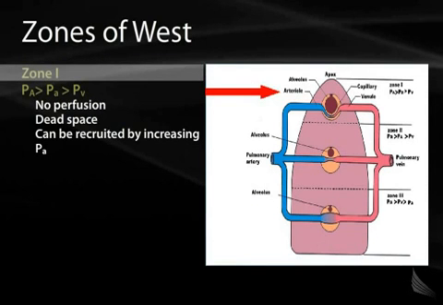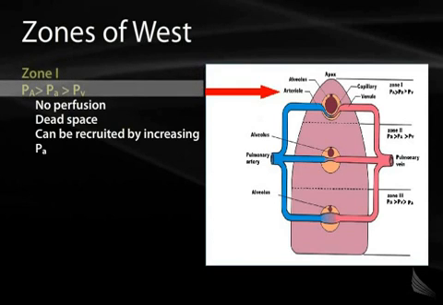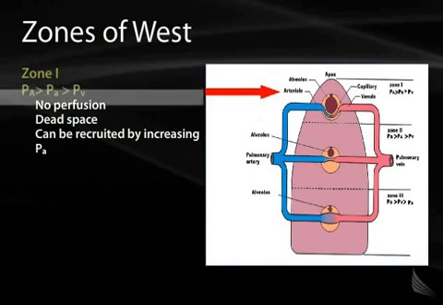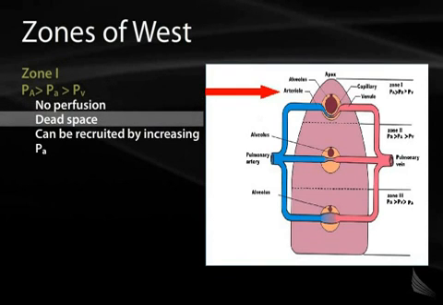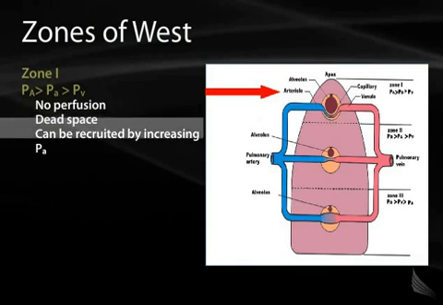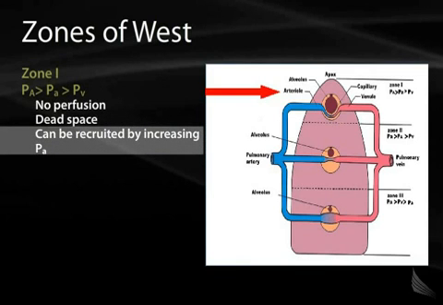Zone 1 of the lung, which if you're standing up would be at the apex, is the area where alveolar pressure is greater than arterial pressure, which is greater than venous pressure. In these cases, there's no perfusion. This is an example of alveolar dead space. We can recruit this dead space by increasing the arterial pressure, as in the case with exercise.